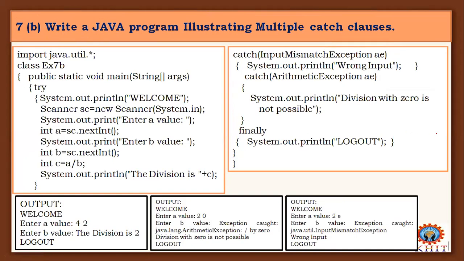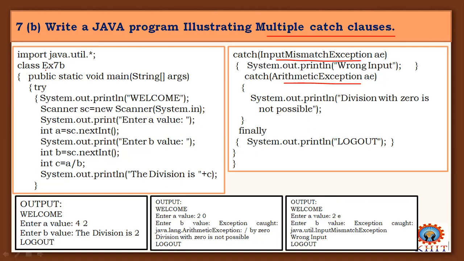That is this one, illustrating multiple catch clauses. So here we have taken a Scanner class to read the input from the keyboard, and based on the input values we are performing the same division, but here there is a possibility of two types of exceptions occurring. The first one is ArithmeticException, and another may be generated, like InputMismatchException.